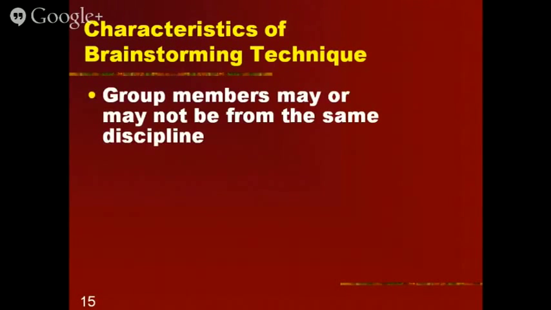Group members may or may not be from the same discipline. It's not necessary that everyone is from computer science. Even if the problem is of computer science, you may have certain other persons from civil, mechanical, like that. And when industries in real life go for the brainstorming technique, they say the problem is in the production line. They will call some people from accounts, some people from inventory, and like that. So it's good if there is a mix of people also.